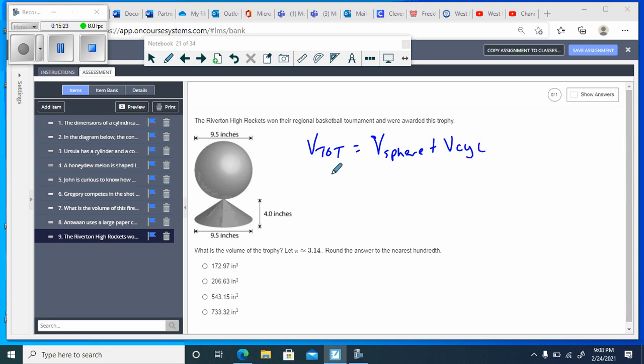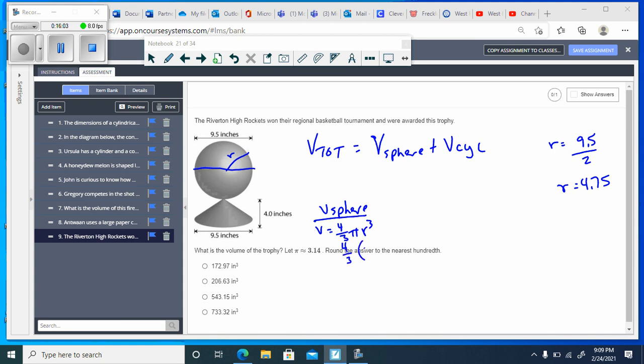The total volume then would be equal to, let's find the volume of the sphere. We know the formula for a sphere. Volume is 4/3 pi r cubed. Okay, so if the diameter is 9.5, then we need to find the radius. The radius would be equal to 9.5 divided by 2. That will give me 4.75. My radius is 4.75.